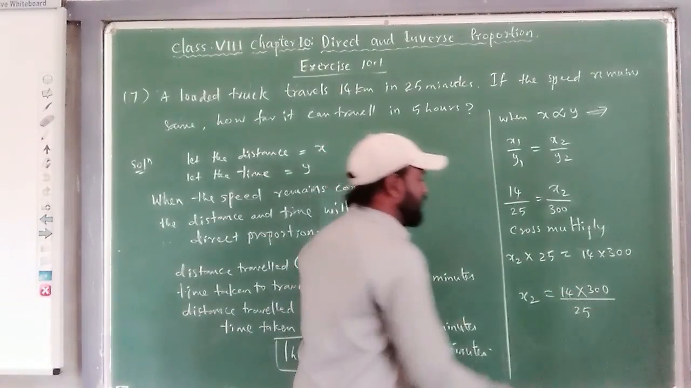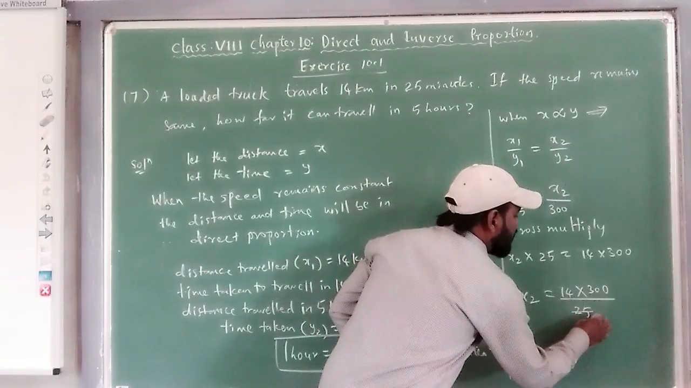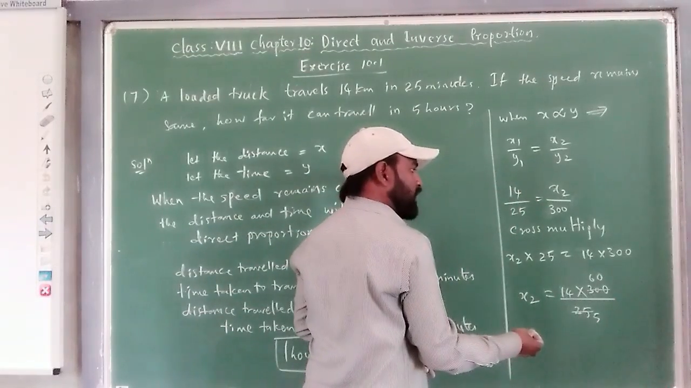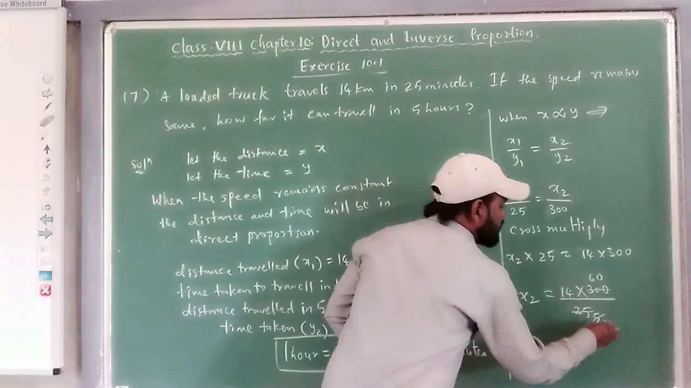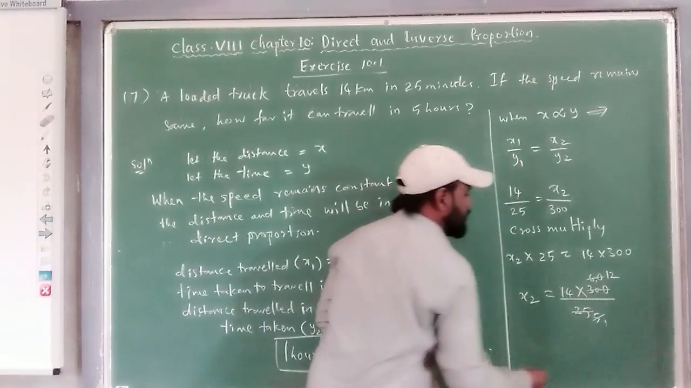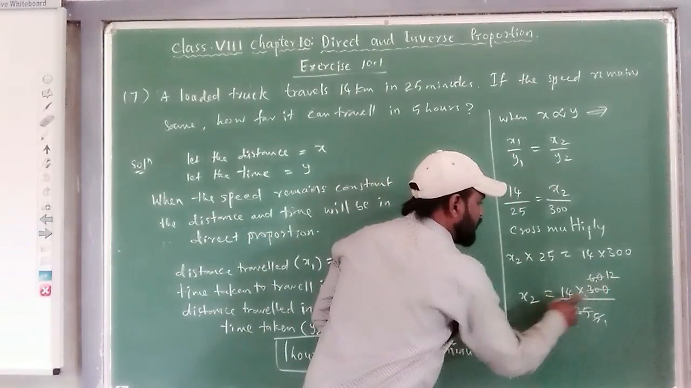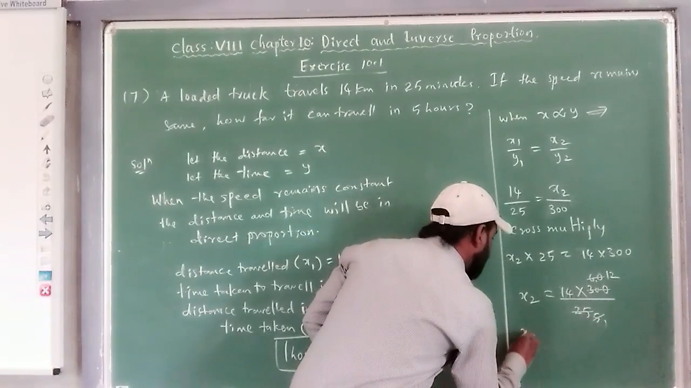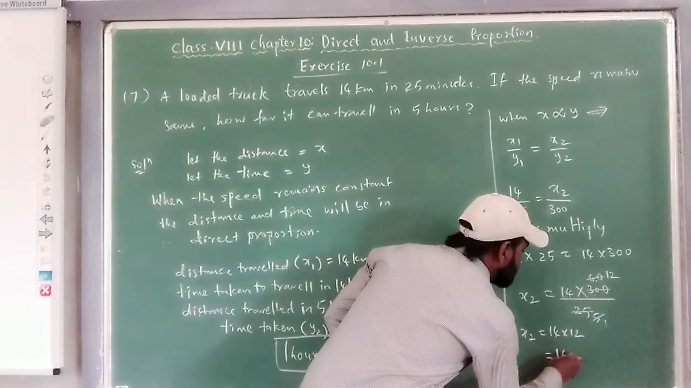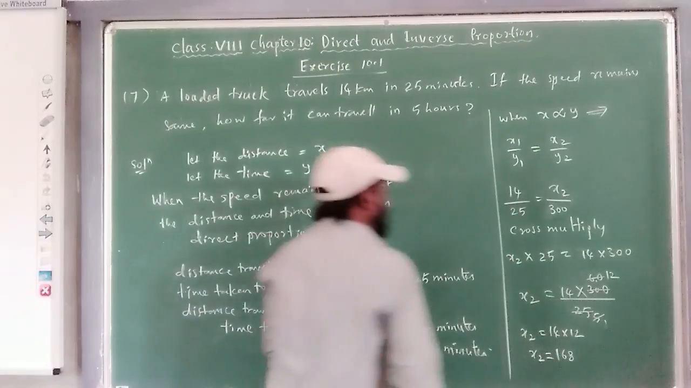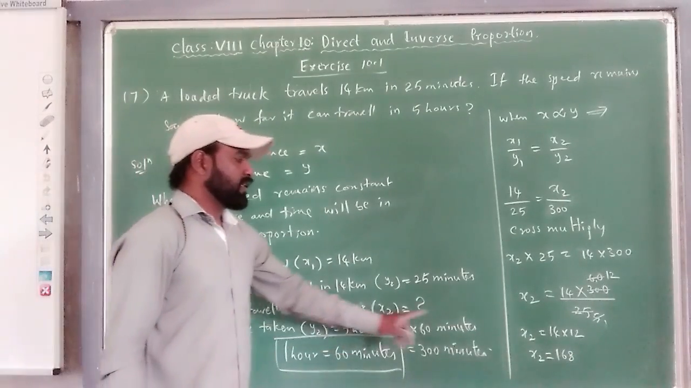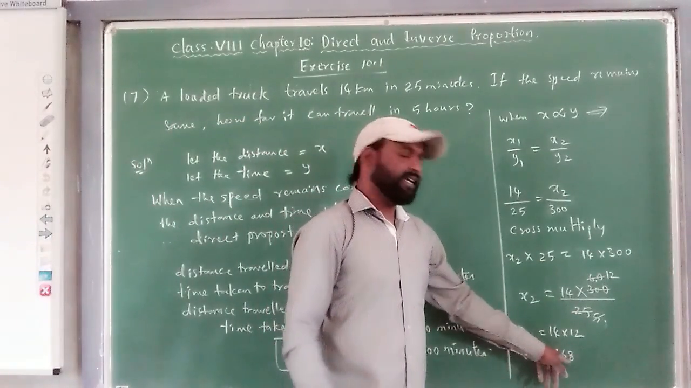Now go for the simplification. 5 5s are 25. 5 6s are 30. And again one more time it is the chance to cancel. 5 1s are 5, 5 12s are 60. What is remaining? 14 into 12 in the numerator, denominator nothing is there. So x2 is equal to 14 into 12, that is 168. What is that? x2. x2 means what? Distance traveled in 5 hours. That is 168 kilometers.